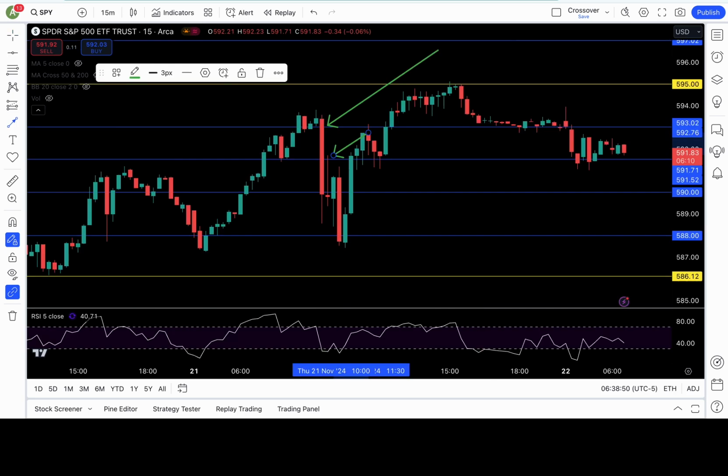But you guys see what happened. Broke down 593. Broke down my next level at 591.5. It even broke down 590, broke down 590. Now it got a little choppy intraday, the usual intraday chop.